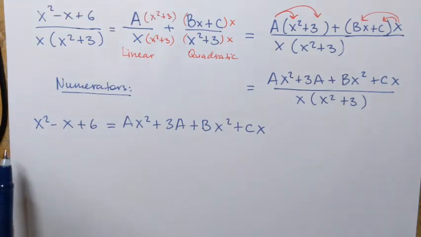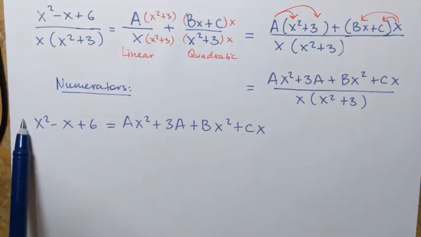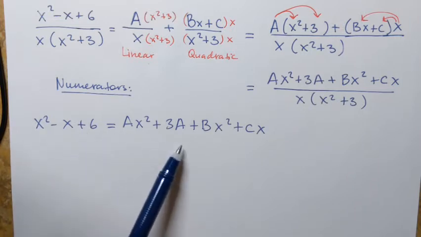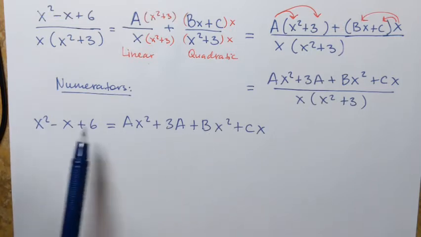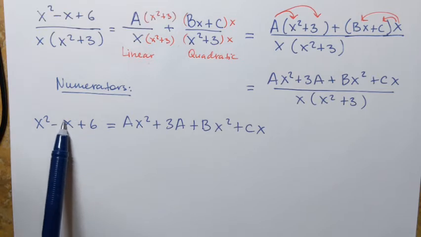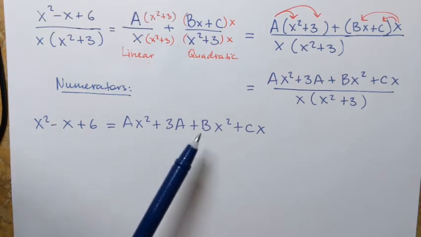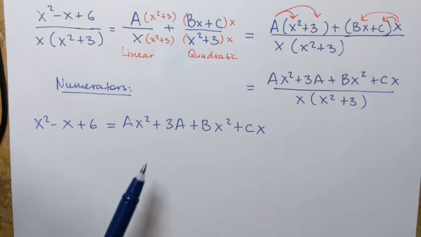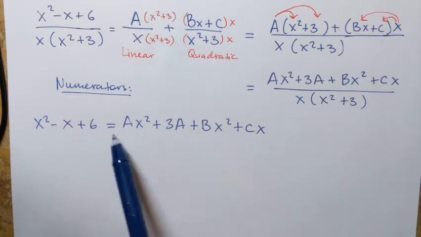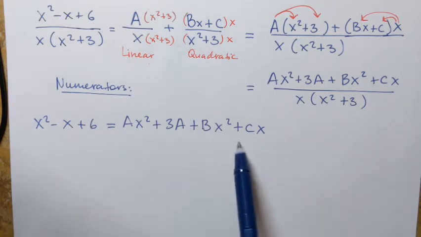Because they are equal. So in other words, the coefficient of x squared, I have to set equal to the coefficient of x squared on the right hand side. Coefficient of x, I have to set equal to the coefficient of x on the right hand side, and so on and so forth. And the constant is going to be equal to the constant. So I just need to make this more obvious for me.